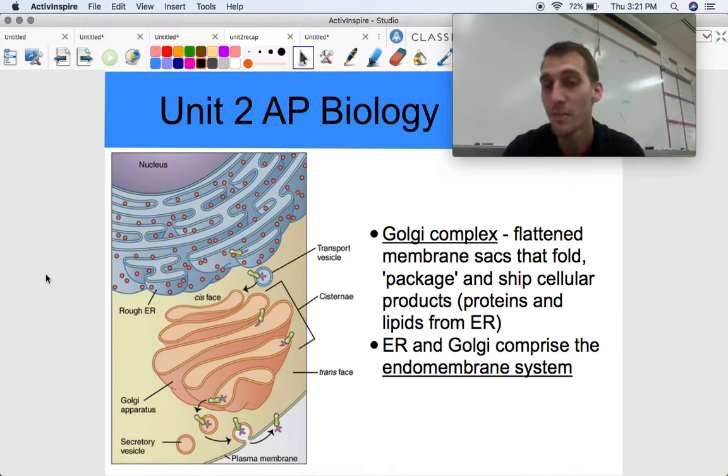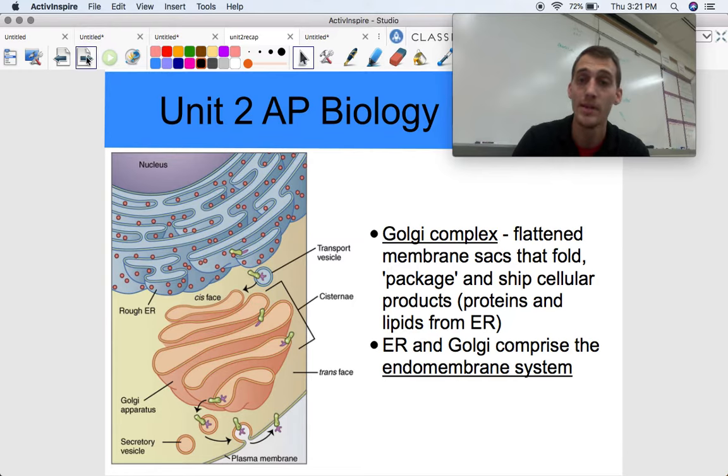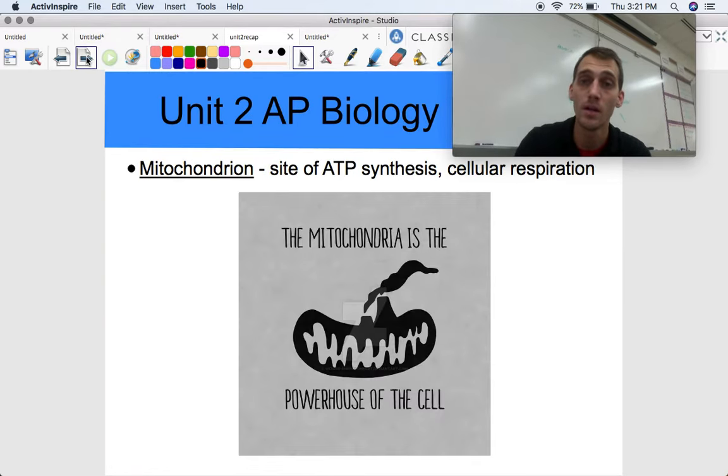The ER and the Golgi comprise what we call the endomembrane system. Endo means within, membrane means membrane, and system means more than one structure working together. So yeah, those three work together to make products and ship them out to the right places, whether that's in the cell or out to another cell, whatever.